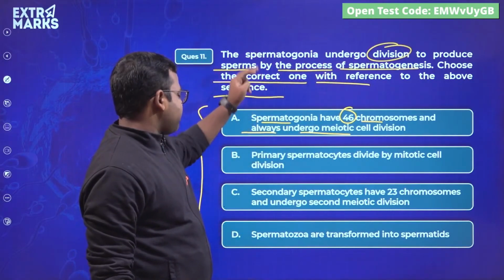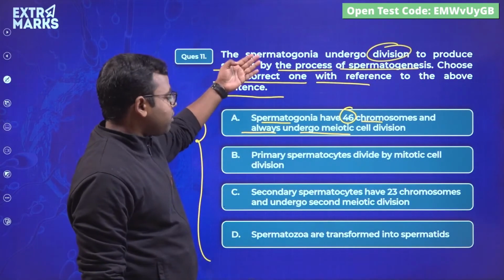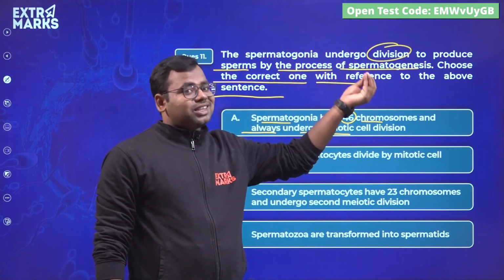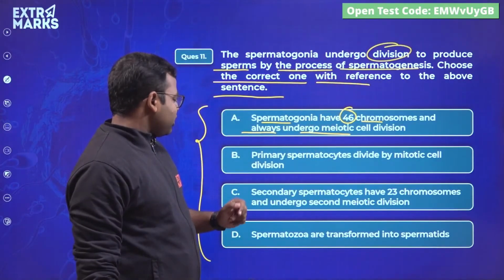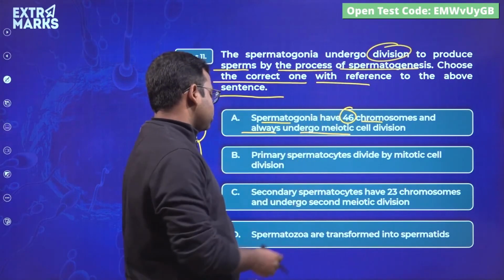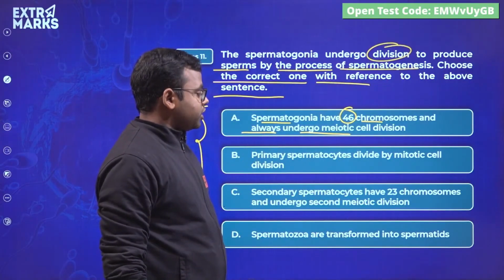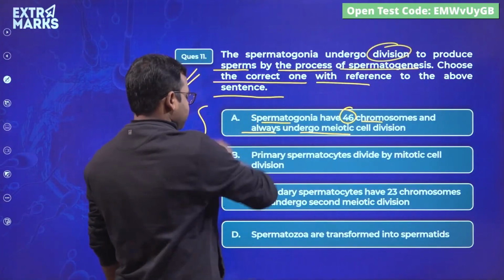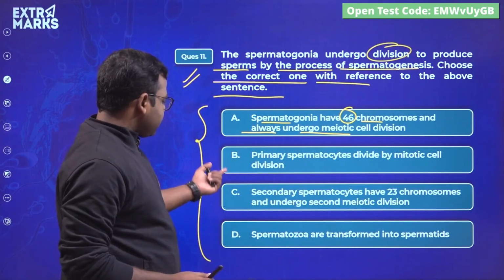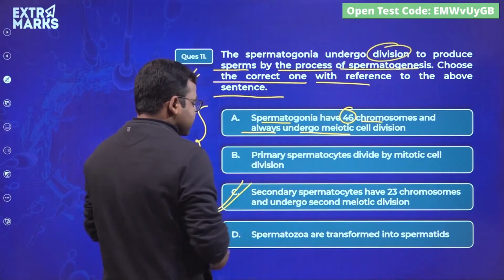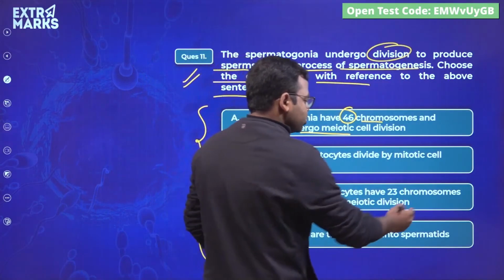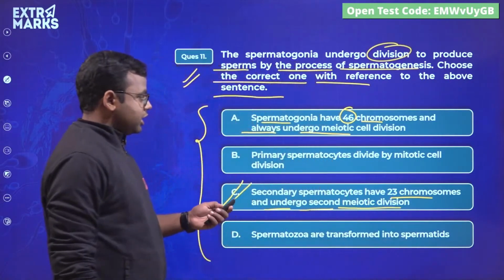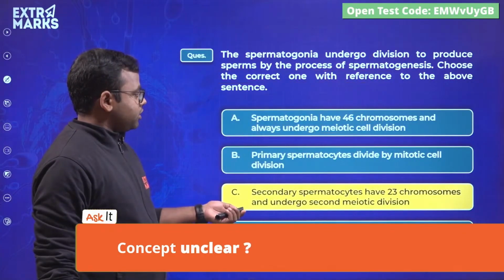Basically when this is happening, remember the secondary spermatocyte is there which has already undergone meiosis. So it was having 23 chromosomes, right? So secondary spermatocytes which are having 23 chromosomes undergo second meiotic division, right? Then you can say this will be the correct statement, right? With reference to this, you can see in option C, secondary spermatocytes have 23 chromosomes and undergo second meiotic division. This is the correct statement with reference to the above statement.